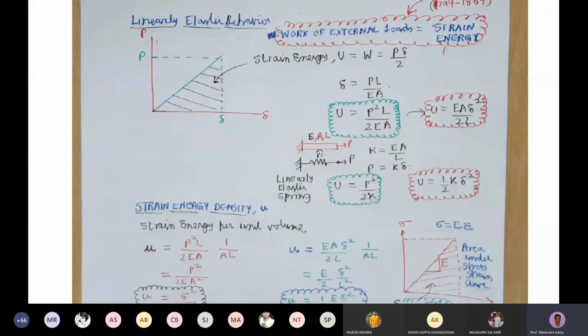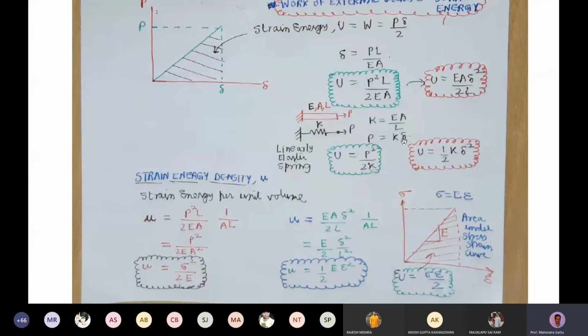So if you take K is equal to EA by L, you will get P is equal to K delta. Here K is a spring constant, and the value of the spring constant is EA by L. So if you write the strain energy, it will be P square by 2 EA by L. So that is P square by 2K.